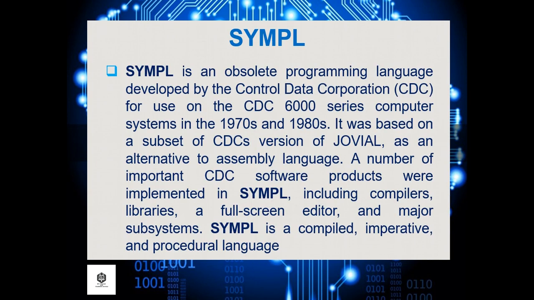SIMPLE. SIMPLE, or SYMPL, is an obsolete programming language developed by the Control Data Corporation, or CDC, for use on the CDC 6000 series computer systems in the 1970s and 1980s. It was based on a subset of CDC's version of JOVIAL as an alternative to assembly language. A number of important CDC software products were implemented in SYMPL, including compilers, libraries, a full-screen editor, and a major subsystem. SYMPL is a compiled imperative and procedural language.